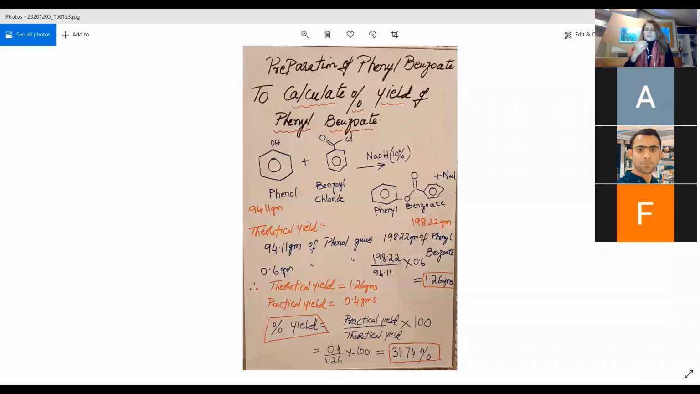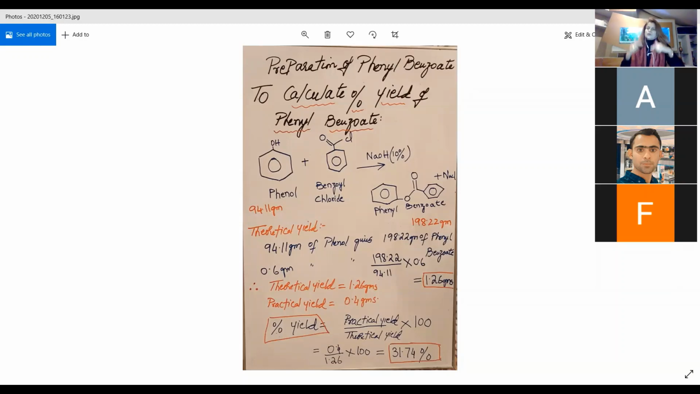You cannot eat anything after 4 or 5 hours. You are unable to eat anything. Your mouth becomes so bitter, just like you ate a bitter almond. It will keep on like that when you are dealing with benzoyl chloride. And your eyes, you will constantly have tears.